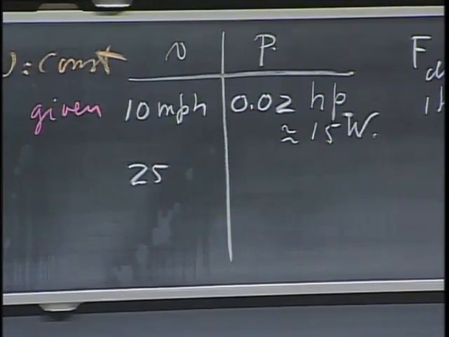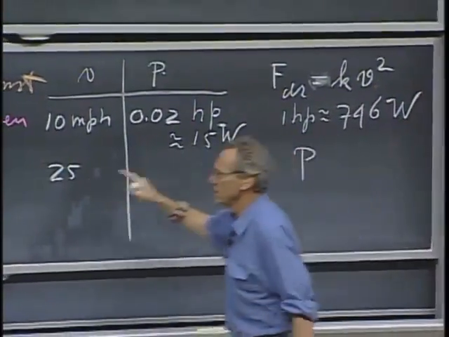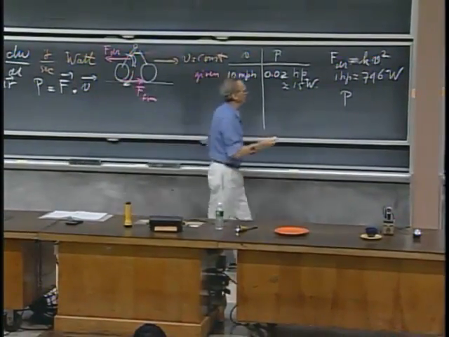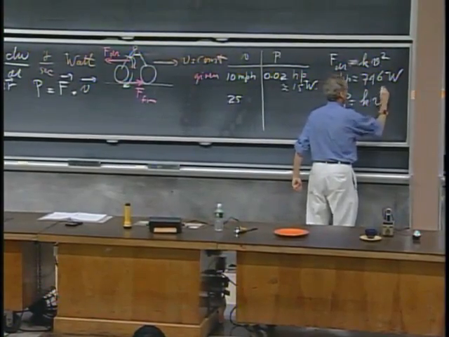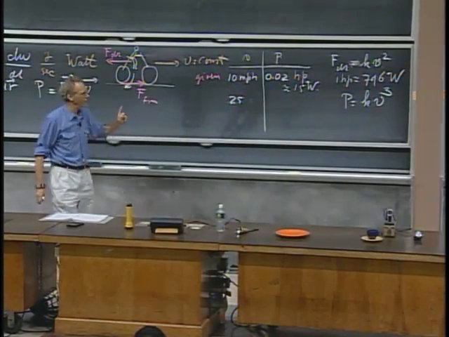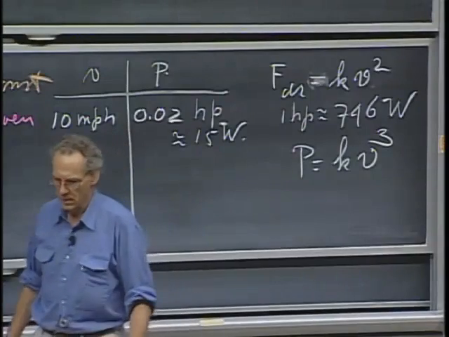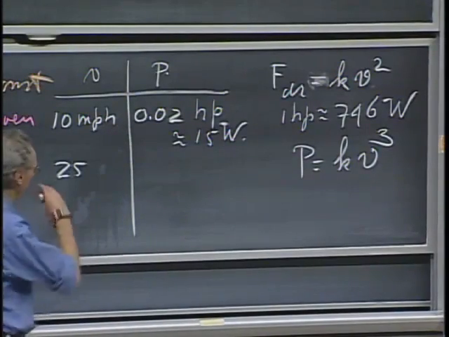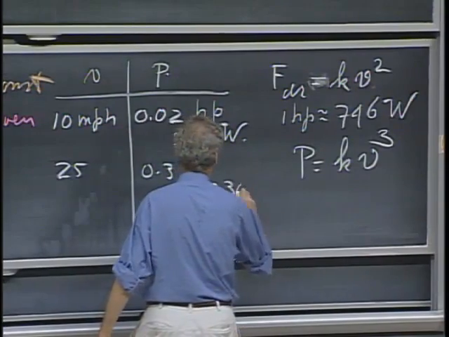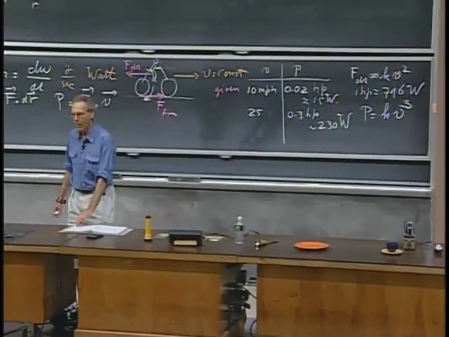But now the power that I have to generate is the dot product between the force and the velocity. Now the force and the velocity are in the same direction, so the dot can disappear. So I get that the power is k times v to the third. And so now if I want the speed to go up by a factor of 2.5, the power that I have to generate is 2.5 to the power 3 times higher, and that is about 15 times higher. So now you're talking about 0.3 horsepower, and you're talking about something like 230 watts. And that is quite a power, let me tell you.